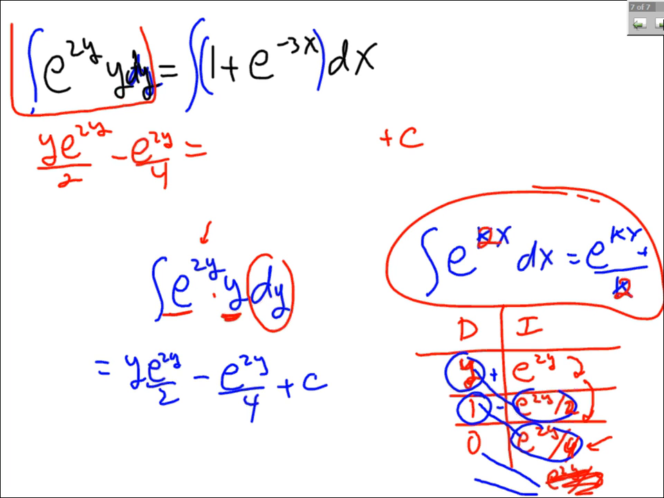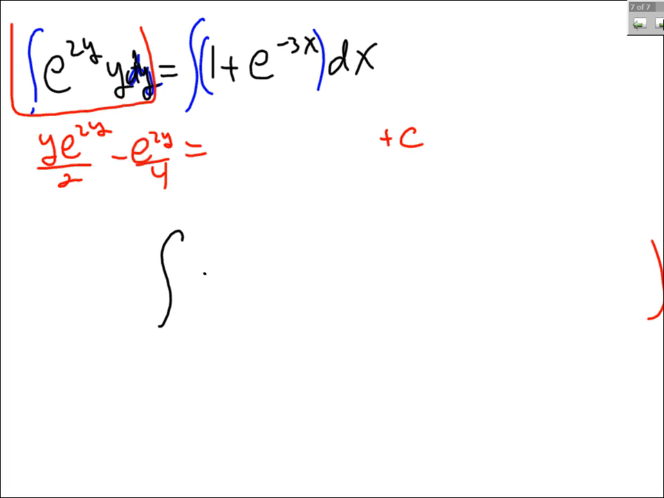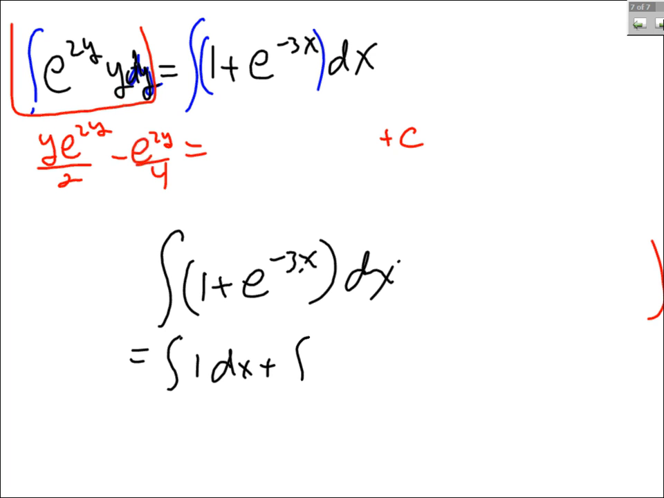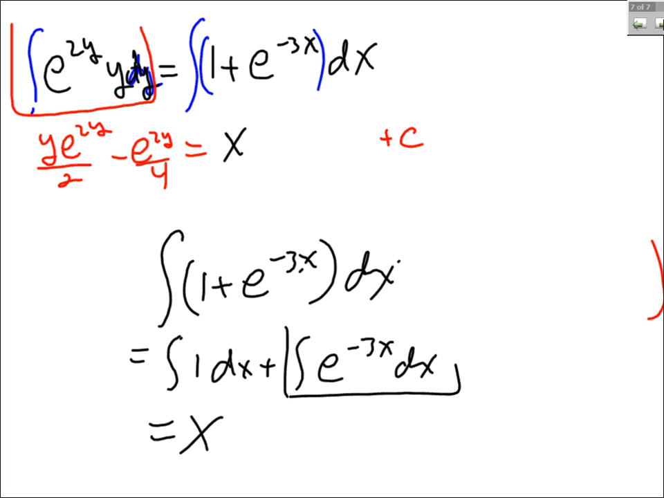Okay, now, next term, next integral. What is the integral of 1 plus e to the negative 3x dx? Well, it's the integral of 1 dx plus the integral of e to the negative 3x dx. The first integral is simple, it's x. So the question is, what is that integral? If I call that u, then du will be negative 3 dx.